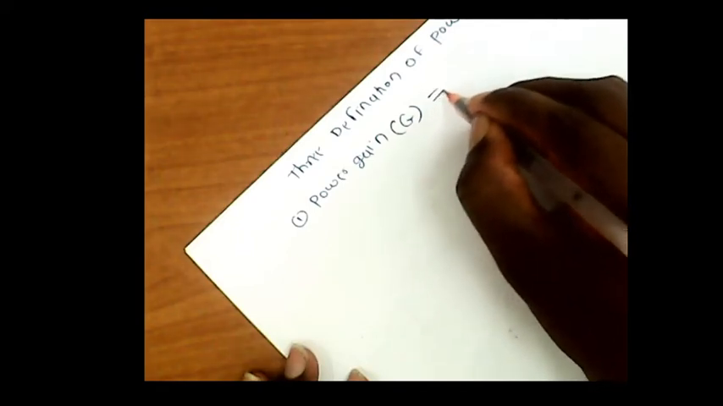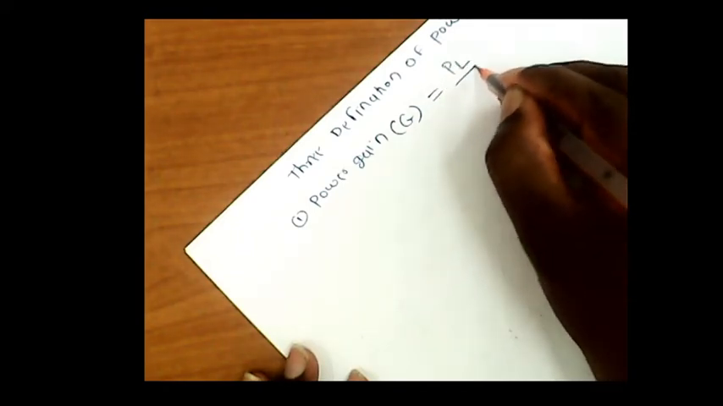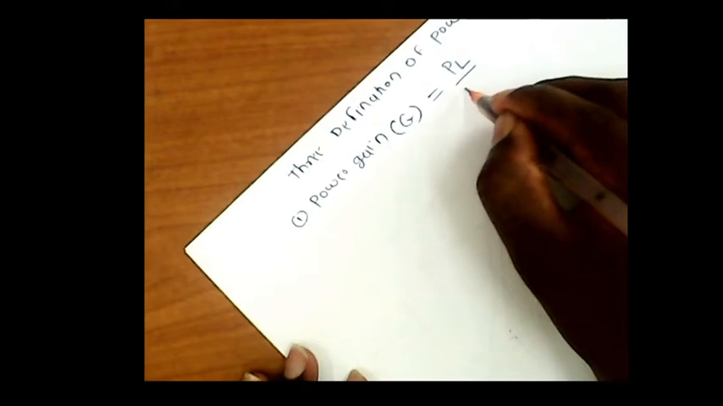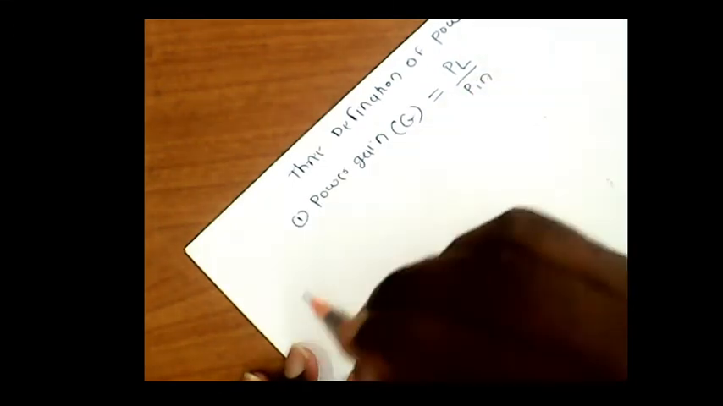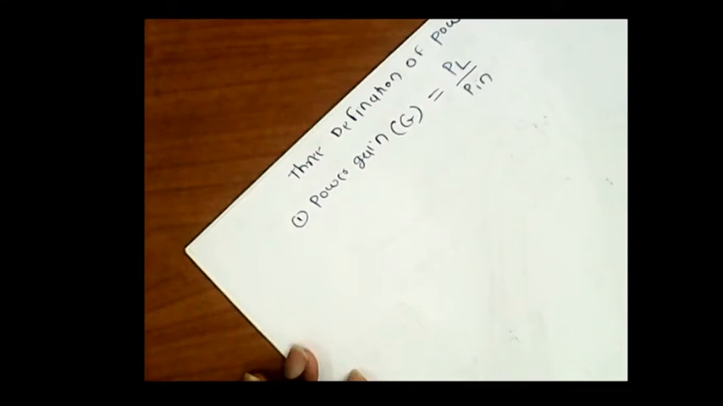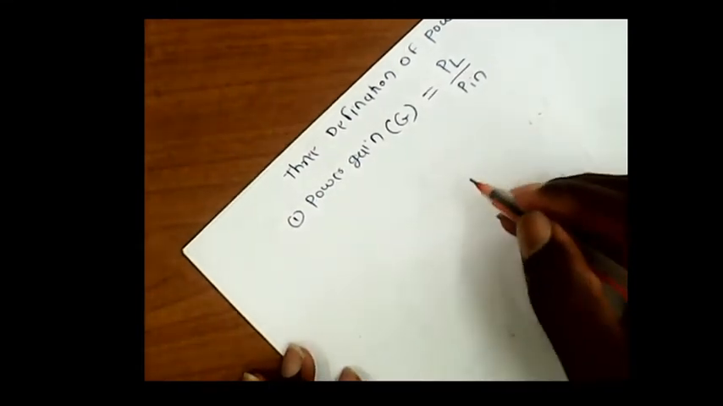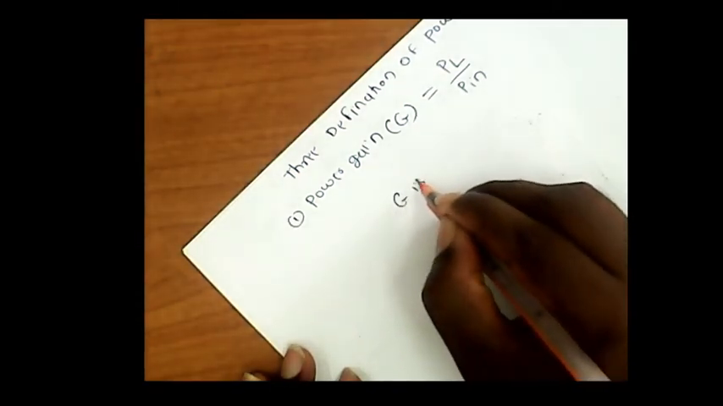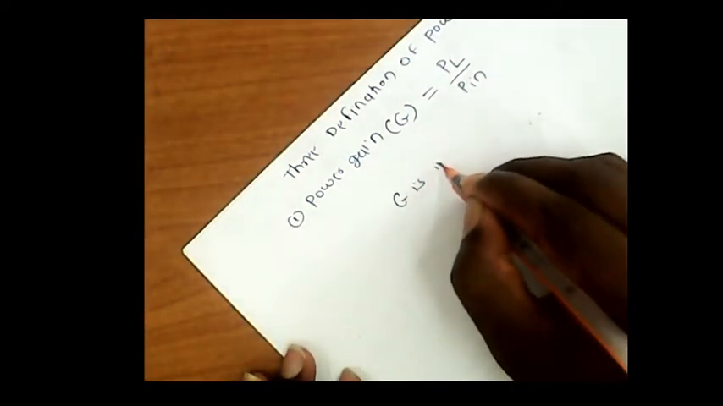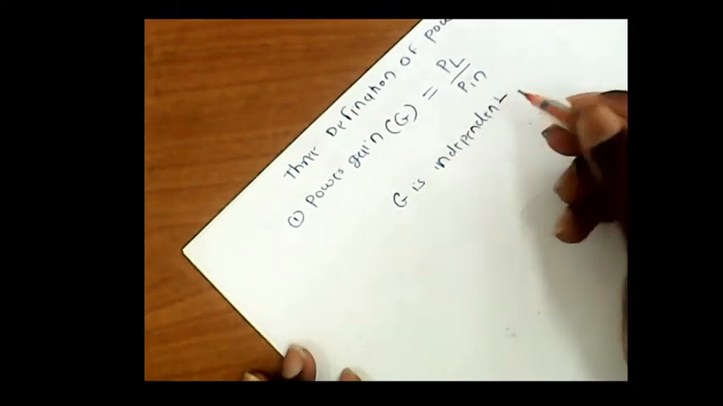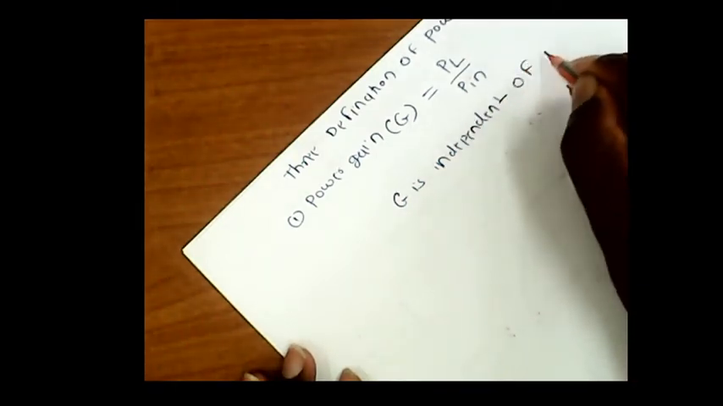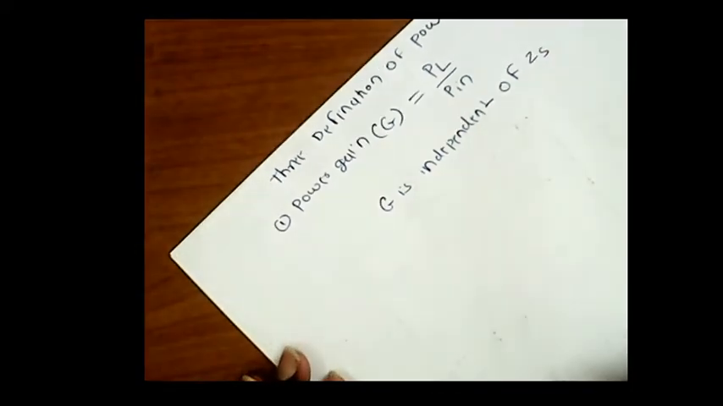It is the ratio of power delivered to the load to the power available from the input network. So PL divided by P in, and here G is independent of the source impedance, that is ZS.